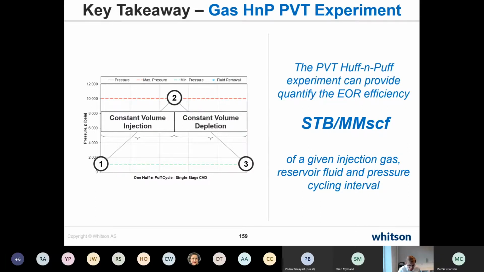This is the second time we go through this gas huff and puff experiment. The reason is that we think it communicates some key fundamental properties of the huff and puff project. This experiment itself can provide you with a key metric. You can get this number for a relevant set of reservoir fluid, reservoir temperature, and injection gas composition, and you can communicate that number to management, for instance, instead of just MMPs and things that might be a little more abstract.